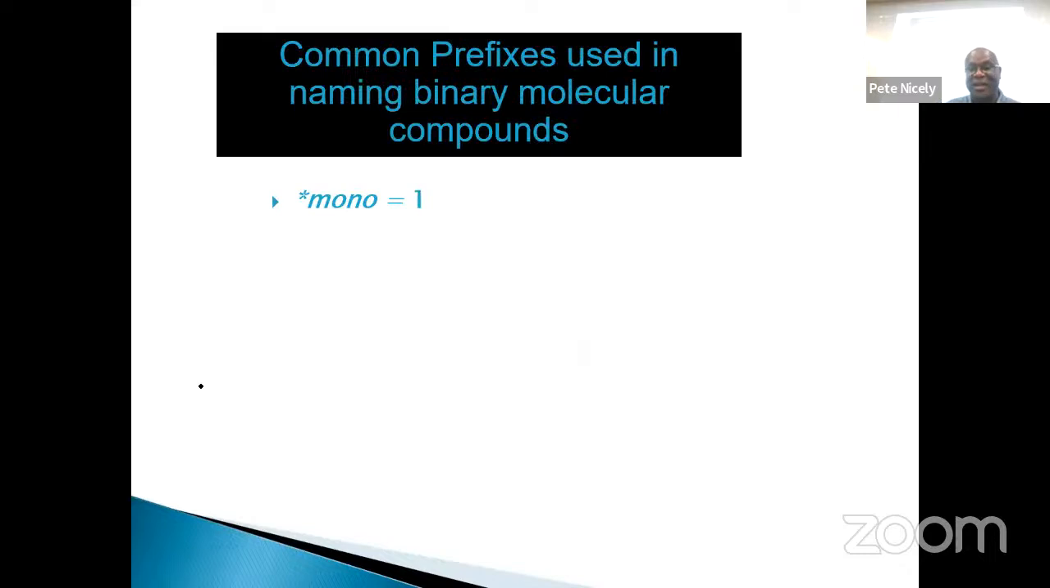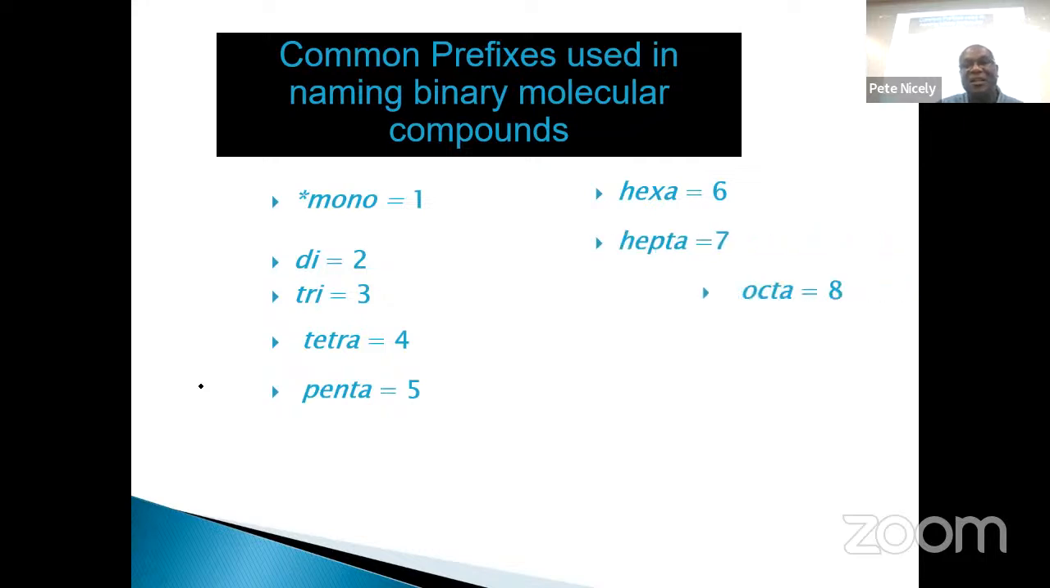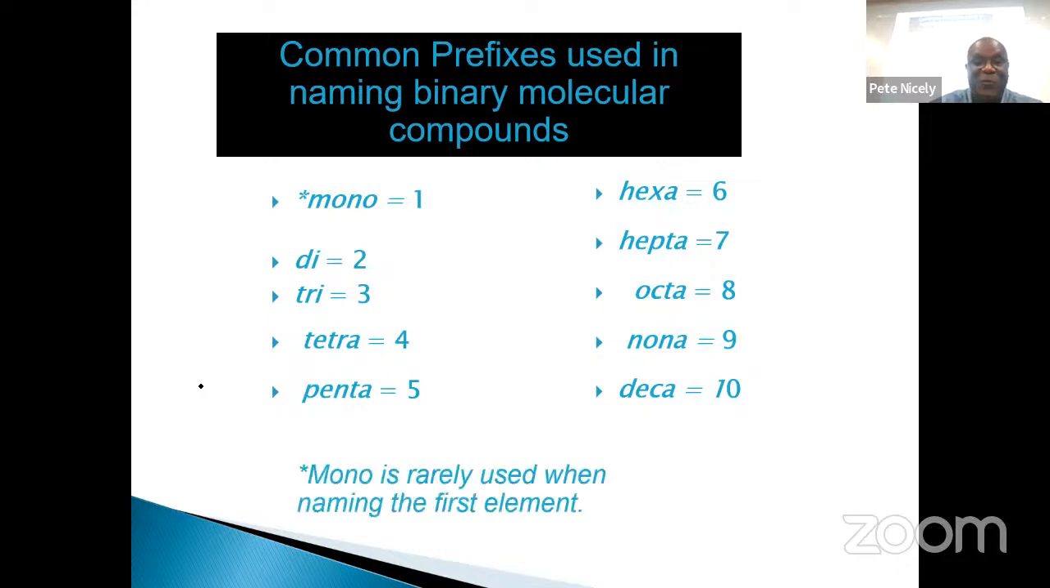Now, the prefixes that you'll be using are these right here, right? Mono for 1, and you may have met these prefixes before in other contexts, right? Di for 2, tri for 3, tetra for 4, penta for 5, hexa for 6, hepta for 7, octa for 8, nona for 9, and then deca for 10. And for our purposes, we're going to stop here. You can actually get beyond 10, but for our purposes, we're just going to stop at 10, right? So these are the prefixes that we have to use, of course, with the exceptions that I mentioned before.